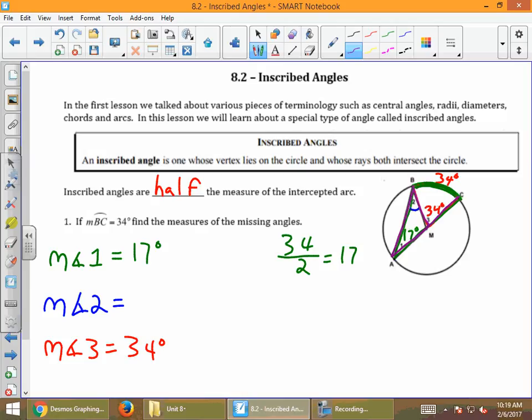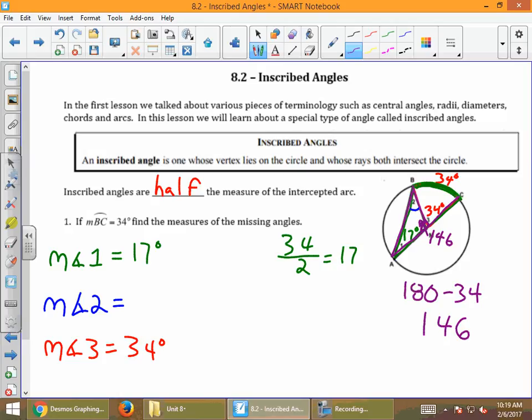Or this way, this is what a lot of people say: is AC a straight line? How many degrees are in a straight line? 180. Well, this is 34, then what's this one got to be? Don't I have to do 180 minus 34? Yes, you do. If I do 180 minus 34, I get 146. So I know that this angle right here is 146.